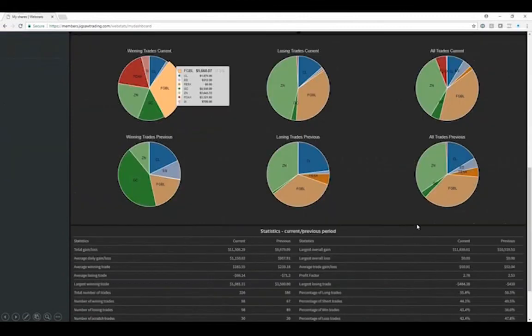Now, in terms of the instruments traded, we can see that for the current period, most of the gains were made on the Bund, which is a German interest rate product. What's interesting though is that the ZN, the 10-year Treasuries, accounts for almost half of the losses, but only about 20% of the gains.